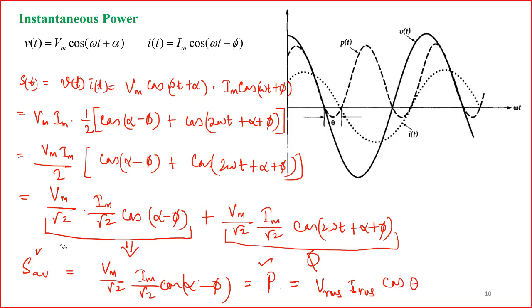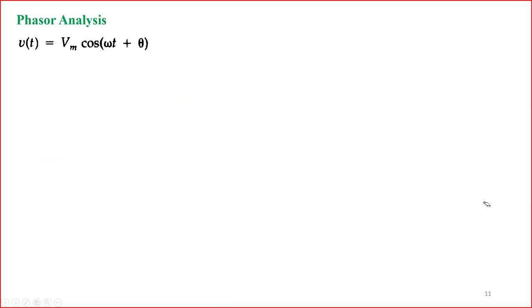So therefore the active power I can get from this equation is Vrms Irms cos theta, right? This is what is mentioned here: P equal to half of Vm Im cos(alpha minus phi), that is equal to Vrms Irms cos theta. Okay. So now let us do the phasor analysis, because phasor analysis plays a very important role in this course, because all the analysis will be done through this phasor analysis.